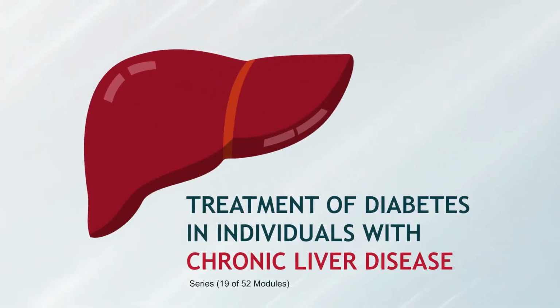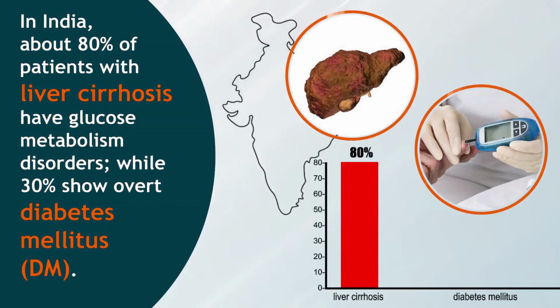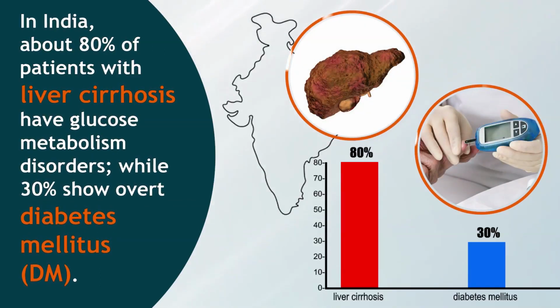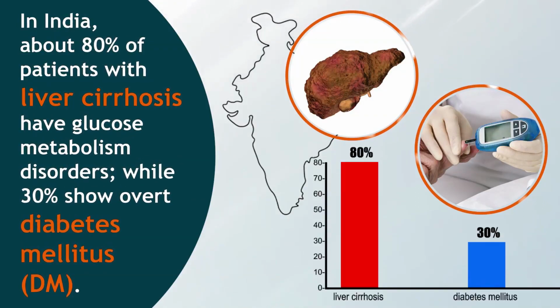Treatment of diabetes in individuals with chronic liver disease. Introduction. In India, about 80% of patients with liver cirrhosis have glucose metabolism disorders, while 30% show overt diabetes mellitus, DM.